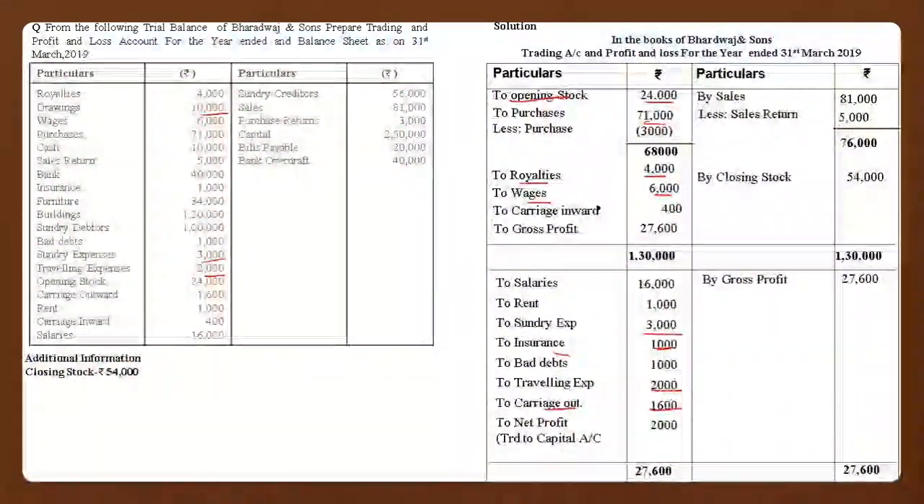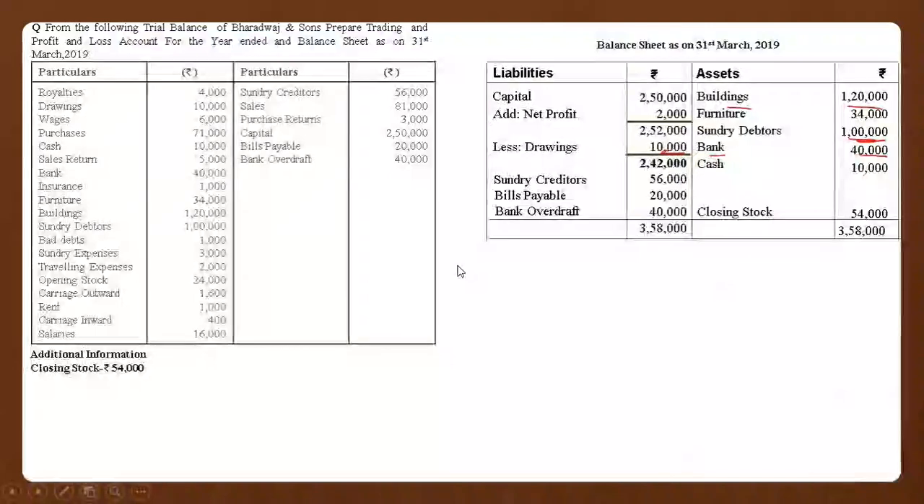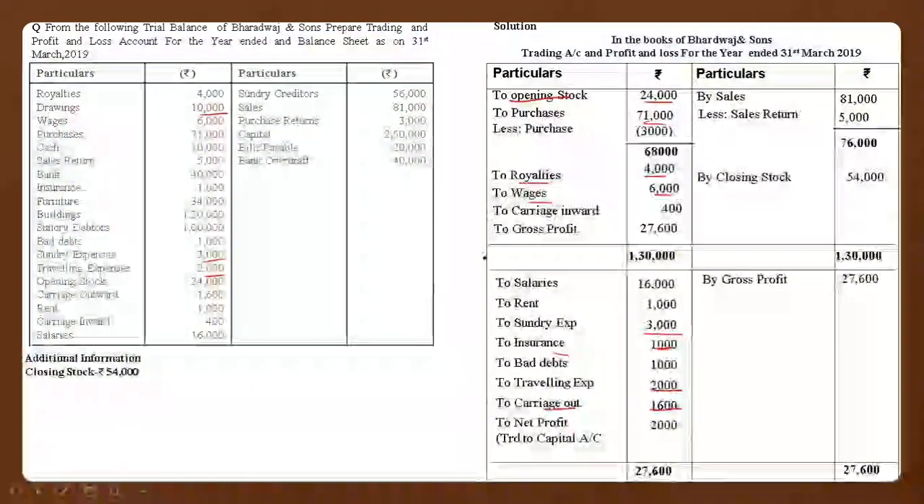Next one is rent. Rent is your expense, and this expense and rent is an indirect expense. So this expense you are going to record in the P&L account. So rent दिया है 1,000 rupees. So rent 1,000 you are going to record in the P&L account.